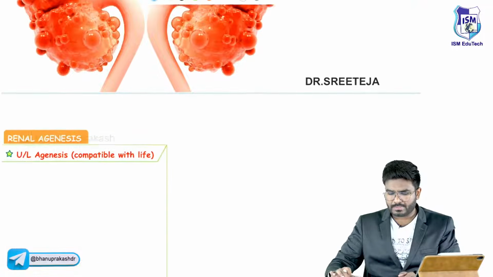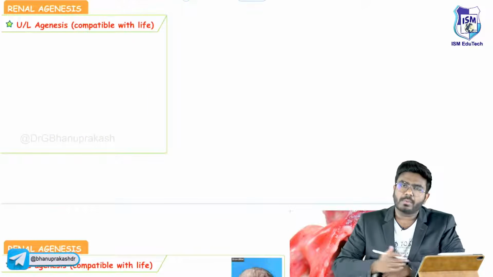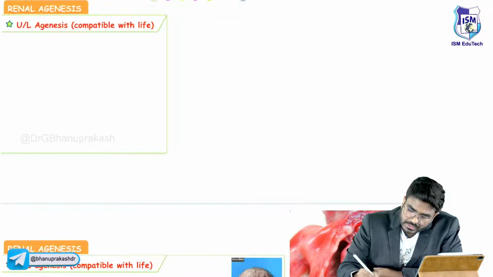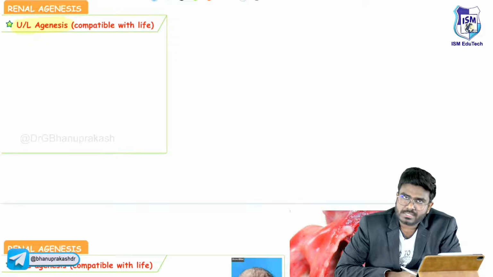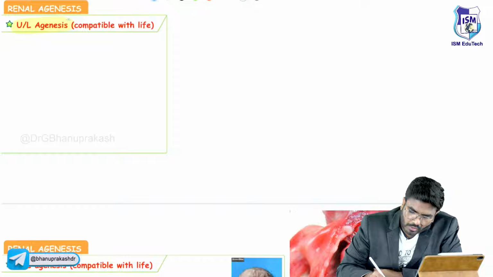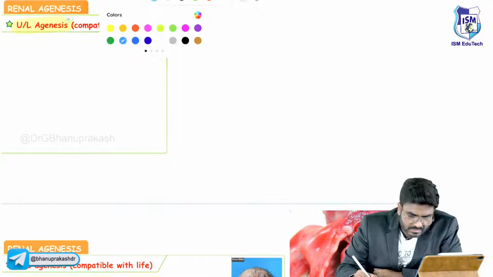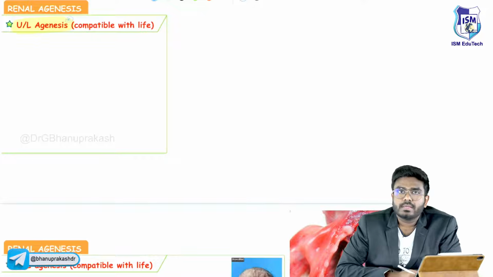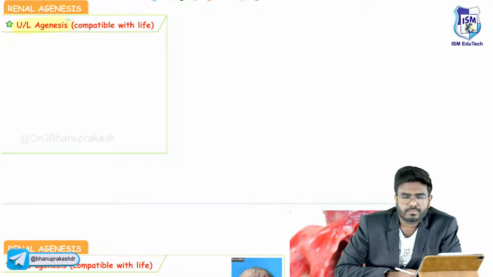Yeah, let's do it. The first congenital anomaly that we are going to discuss is unilateral renal agenesis. What exactly is unilateral renal agenesis? It means one kidney is absent, not formed. What happens if the kidney is not formed? Is it going to cause death in the baby? Will it kill the baby? No, it's compatible with life.